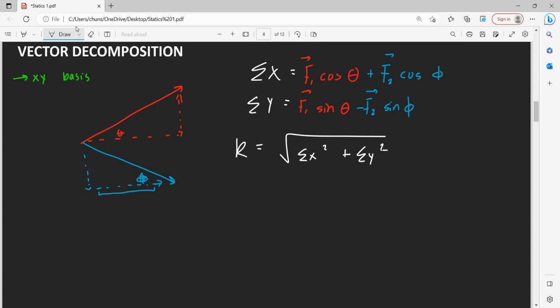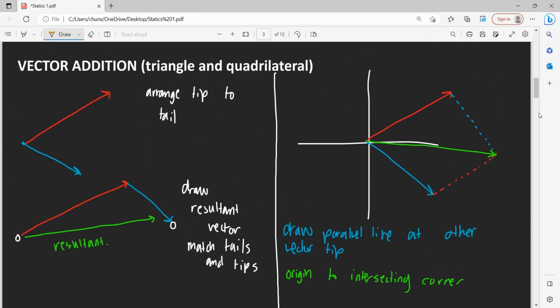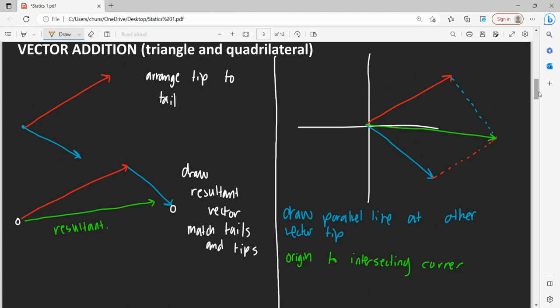This technique is a lot easier for me when I'm using multiple forces. Say if we had more than two, say if we added a third one going this way, I think this is a lot easier to solve. But again, this is only valid for an xy basis. It only makes sense if we use that. Otherwise, I think the quadrilateral method is honestly your best bet if you have non-xy bases. So I'll explain what that means in this example.